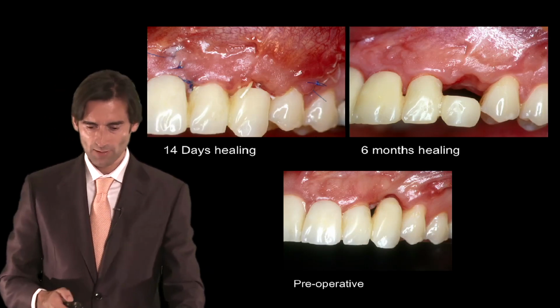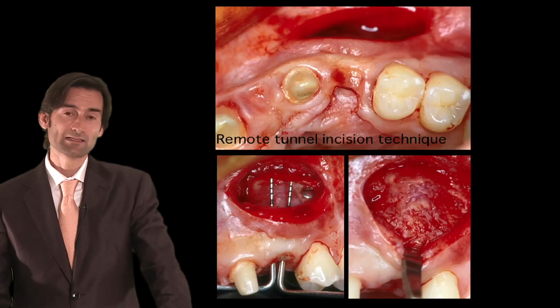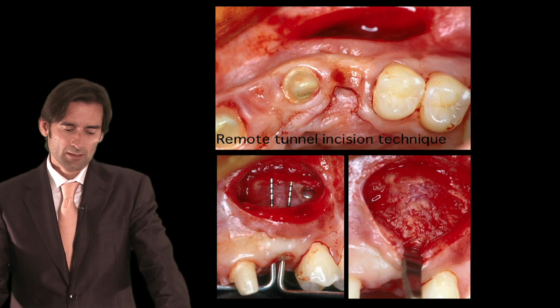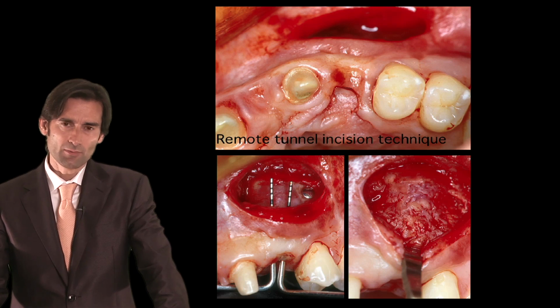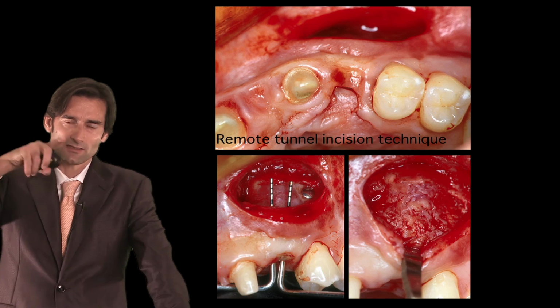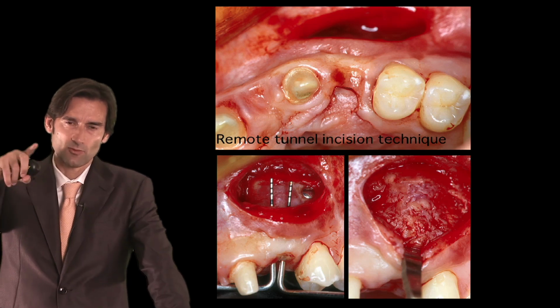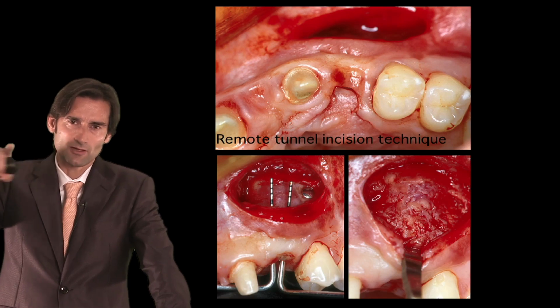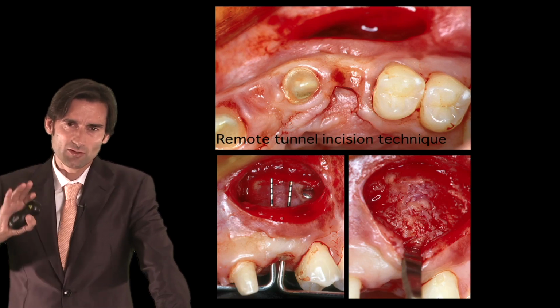So now I just have one problem, and that is that I don't want to raise these newly regenerated papillas, so I have to come up with a new incision. So this is where I came up with this remote tunnel incision technique, which you see here. The remote tunnel incision technique is basically accessing the crest without touching the adjacent papilla, and then making an apical incision, and those two I can tunnel.